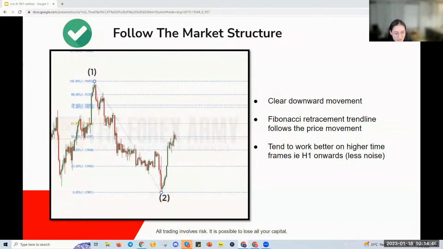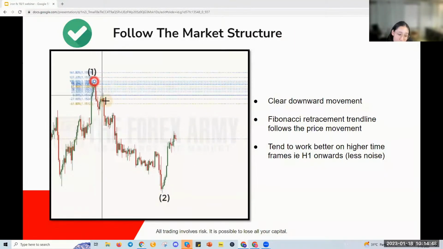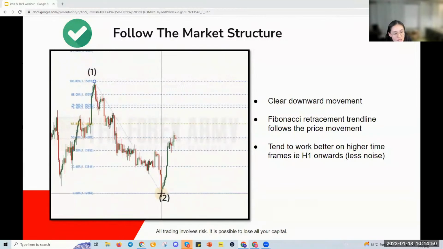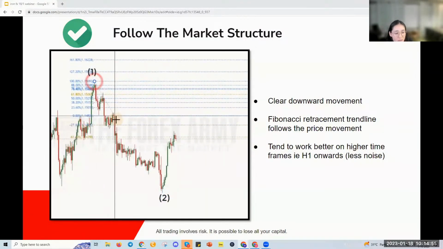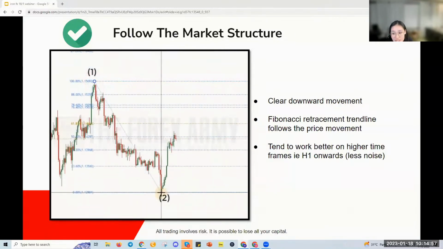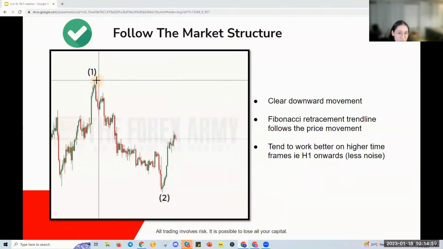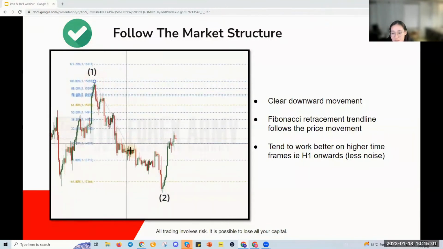So answering your question earlier, these tend to work better on higher time frames. So like H1 onwards, H1, H4, and so on and so forth, because there's less noise compared to your M5 or M15.